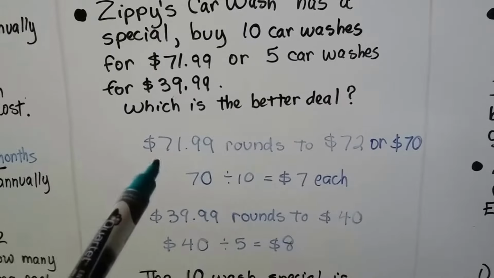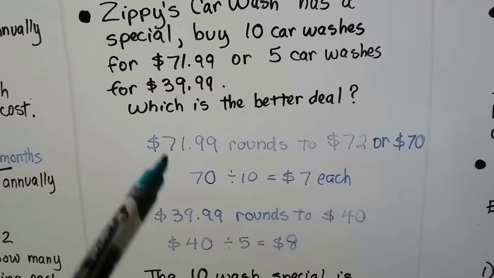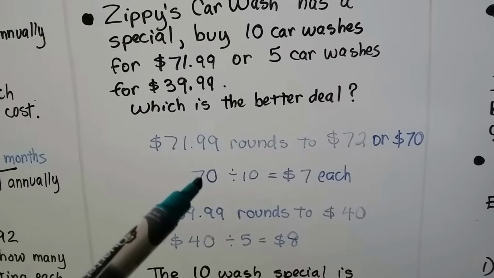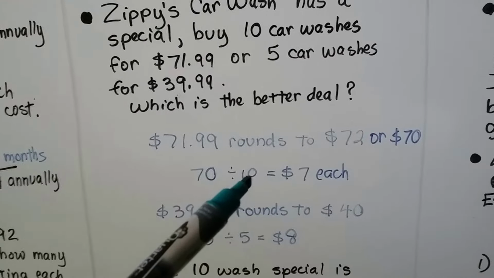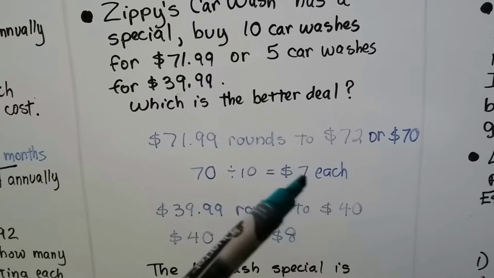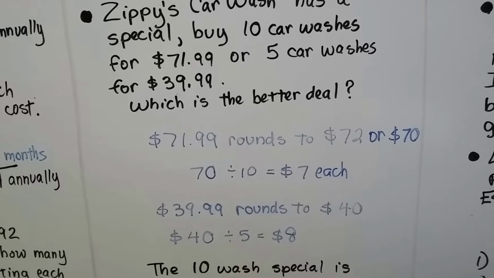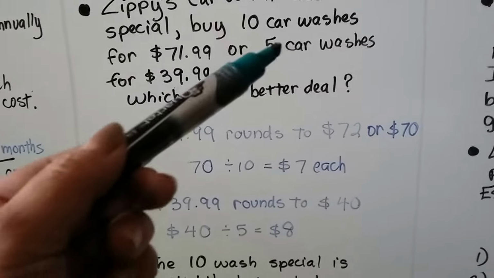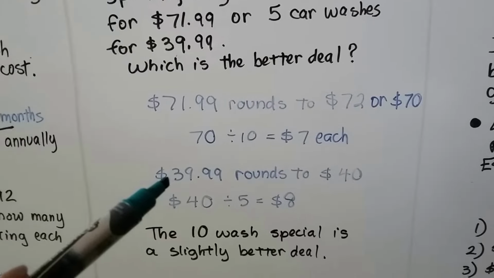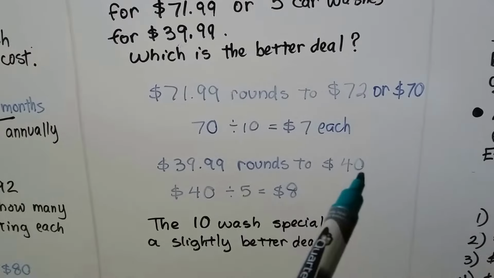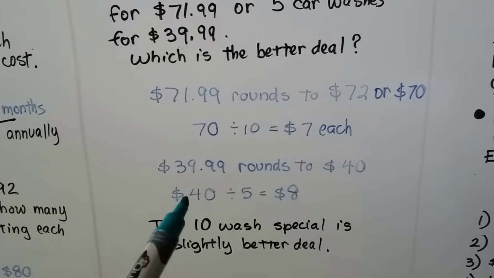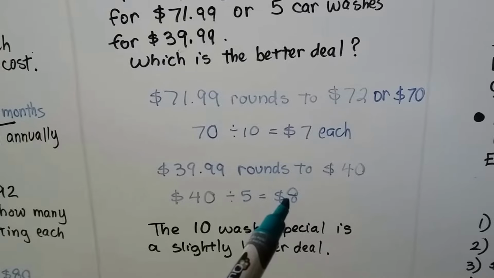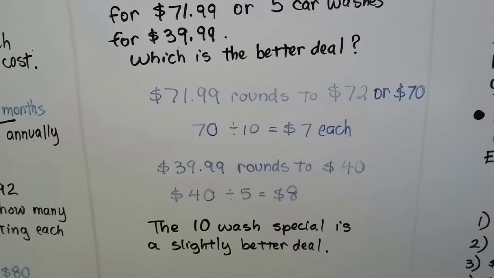But we could also round it to $70. And if it's 10 car washes, we can divide the 70 by the 10 car washes and know that it's about $7 each. The other deal is $39.99 for 5 washes. $39.99 rounds to $40. We divide the $40 by the 5 car washes, and that comes out to about $8 each. So that's more expensive.